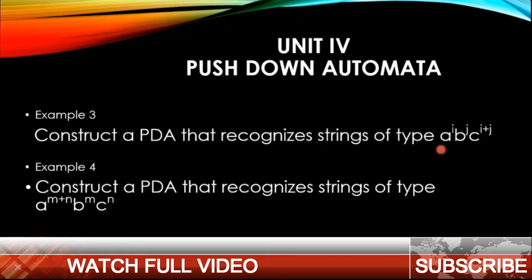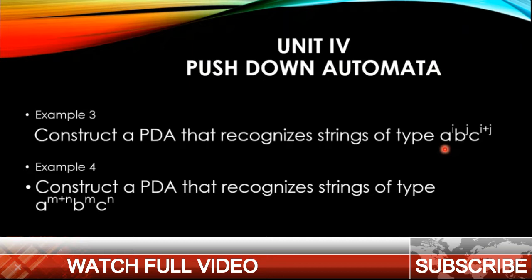Here the given language is a power i, b power j, c power i plus j. Here i comma j may be considered as either greater than 1, or greater than or equal to 1, or greater than 0, any condition. Why? Because it isn't specified here. In case it is specified, then we can choose only from that particular condition. So for this we can assume either i comma j is greater than 1 or greater than or equal to 1.